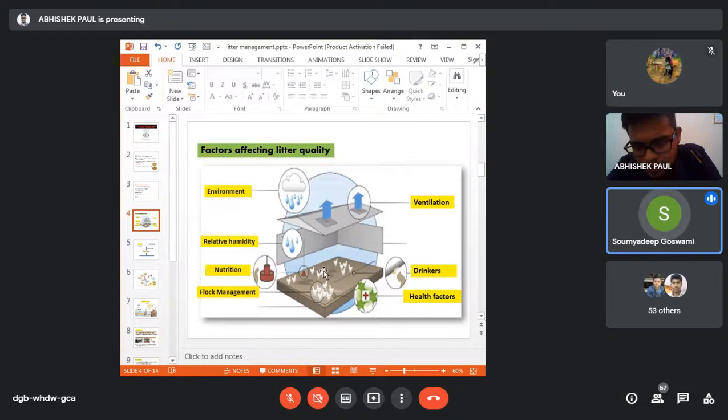Sir, 1.2 meters square. Okay, it is not meter square, Somadip. 1 meter square is too much space. So please go through it once.